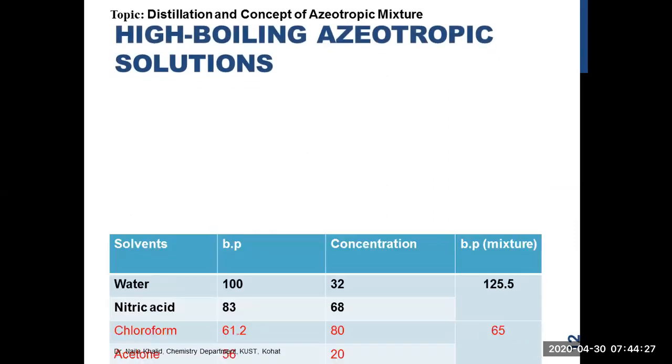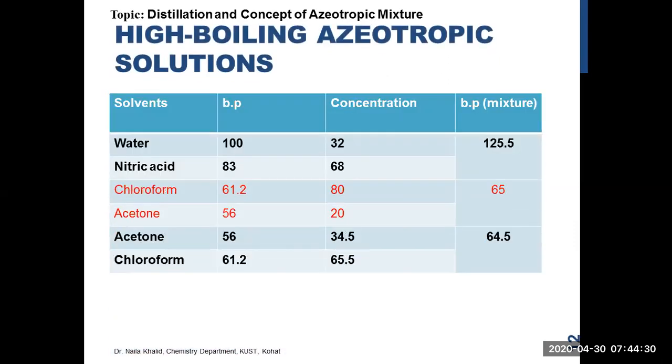Now the examples of high boiling azeotropic solutions, which are also known as negative azeotropes. These are examples: water and nitric acid, chloroform and acetone, and chloroform. In these systems, you can see that water boils at 100 degrees centigrade, nitric acid at 83 degrees centigrade. But if you have a fixed composition, 68% nitric acid in water, then it will boil at 125.5 degrees centigrade, which is very high as compared to both water and nitric acid. So all this applies to these two examples.